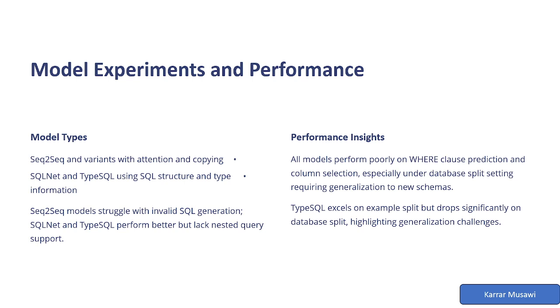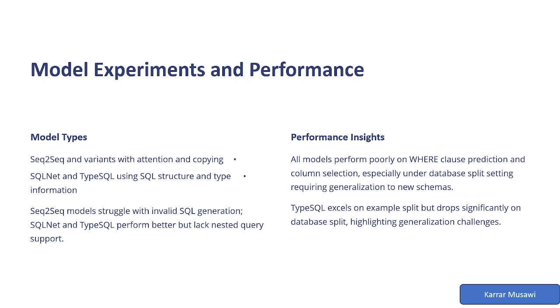Model experiments and performance. Model types: seq2seq and variants with attention and copying, SQLNet and TypeSQL using SQL structure and type information. Seq2seq models struggle with complex SQL generation. SQLNet and TypeSQL perform better, but lack support for features like nested queries.